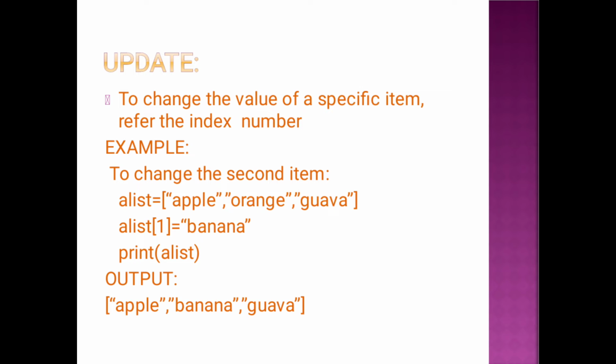And the second one is update. To change the value of a specific item, refer to the index number. For example, a list contains apple, orange, guava. I want to replace orange by banana by using the index value in this update operation.